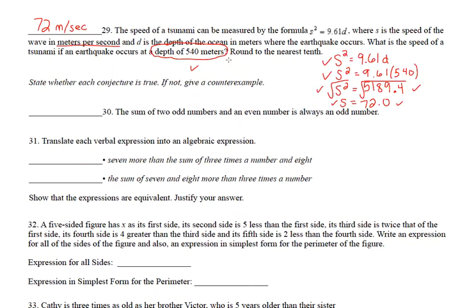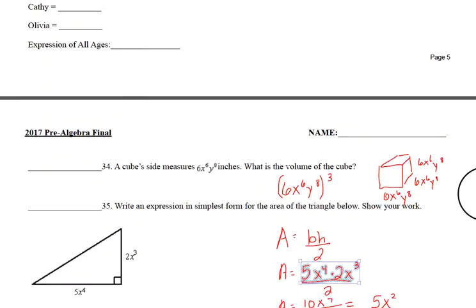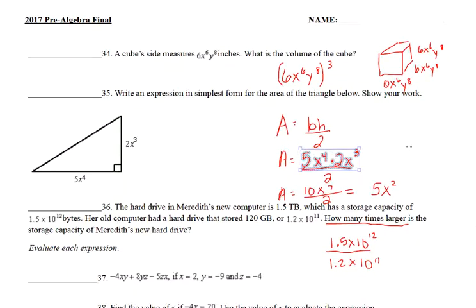If it says to round to the nearest tenth, you should include the tenth place value in your answer. So technically, number 29's answer should be 72.0 meters per second. The next problem I'm going to work out is number 34, just to refresh your memory with working with exponents.